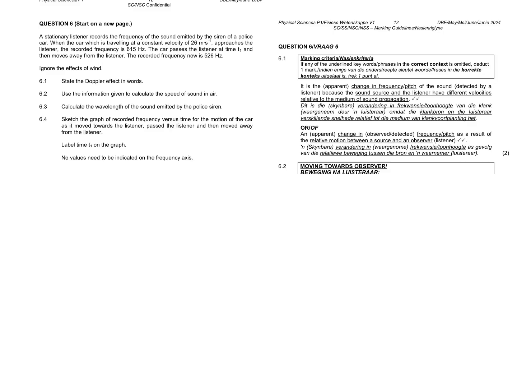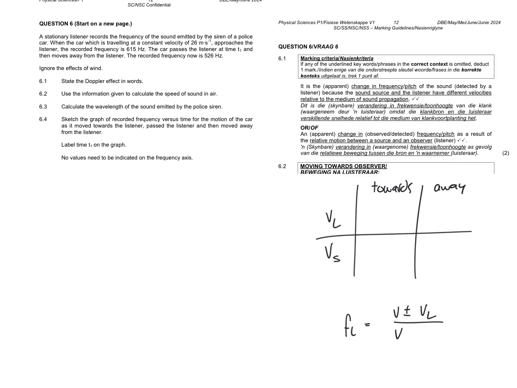So there's a table for this one. It's VL and VS, and then there is towards and away. And the formula is FL is equal to (V plus or minus VL) over (V plus or minus VS) times FS. L is the listener or the detector, or whatever machine they're using to measure the frequency. And S is the source. It's the thing that's making the noise.